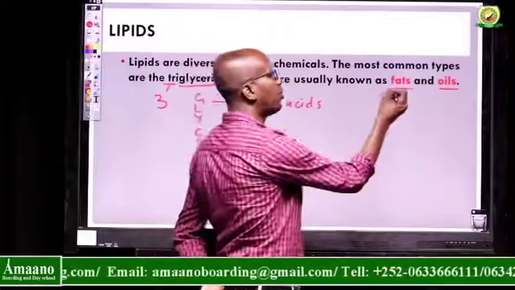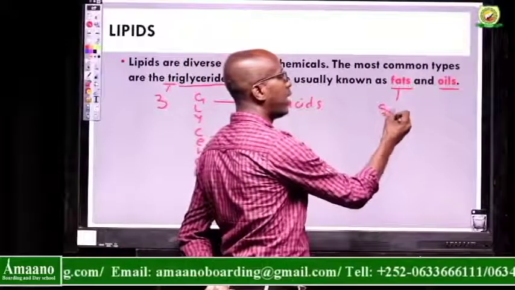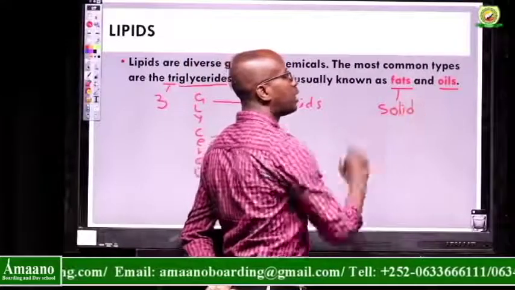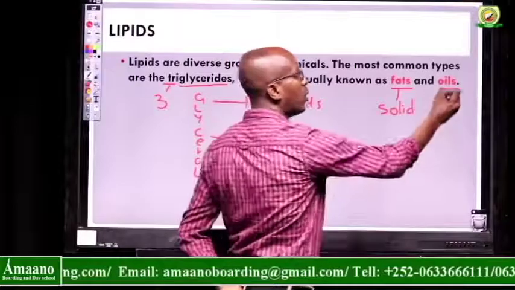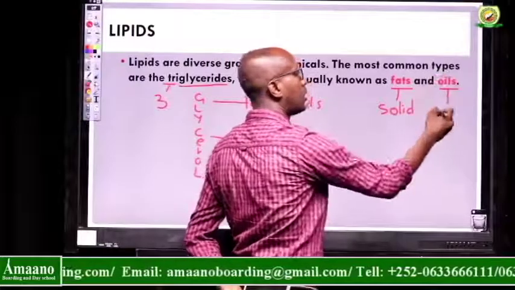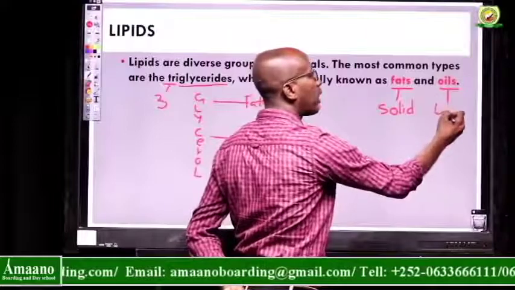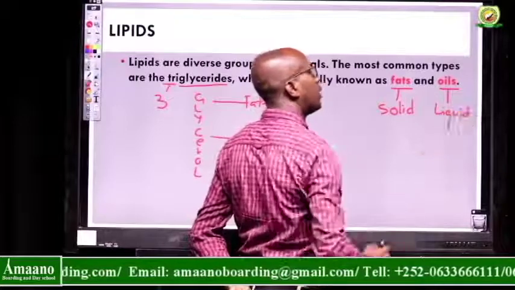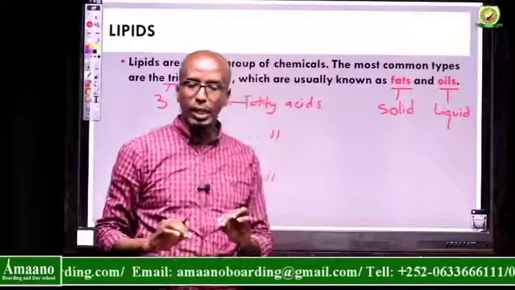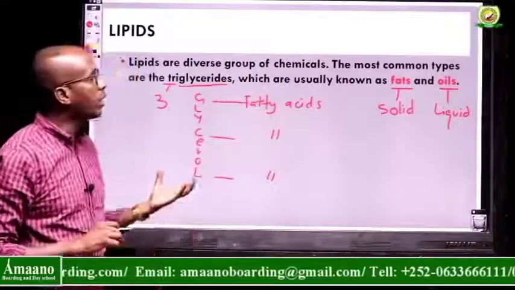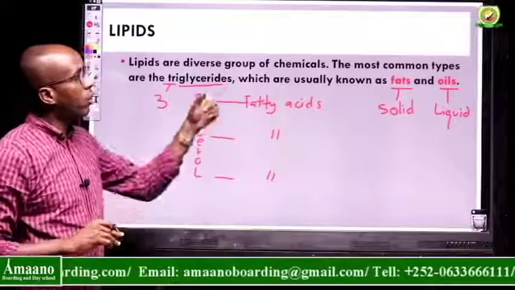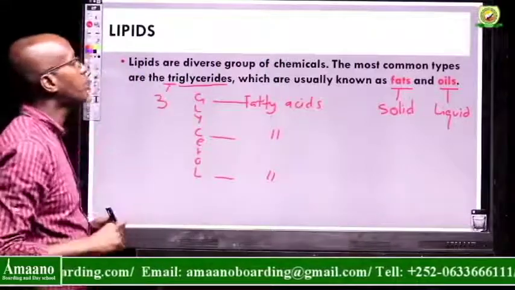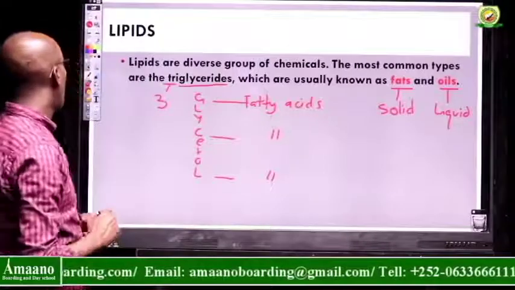The difference between fat and oil is that fat is solid at room temperature, while oils are liquid at room temperature. Generally, fats are found in animals, while oils are found in plants. Okay.